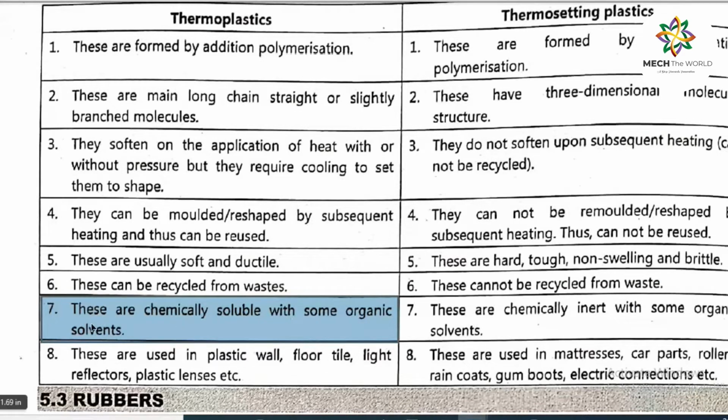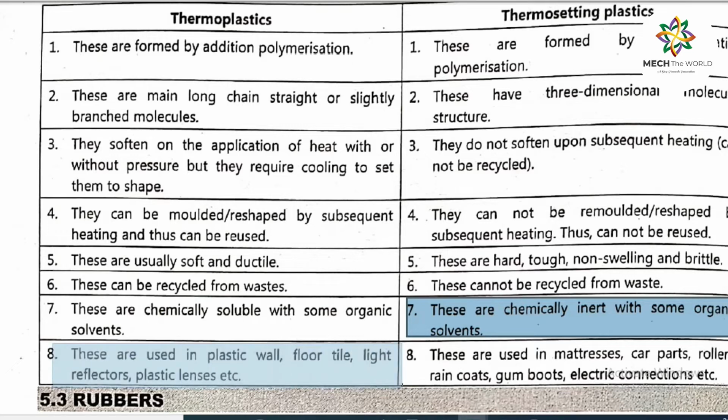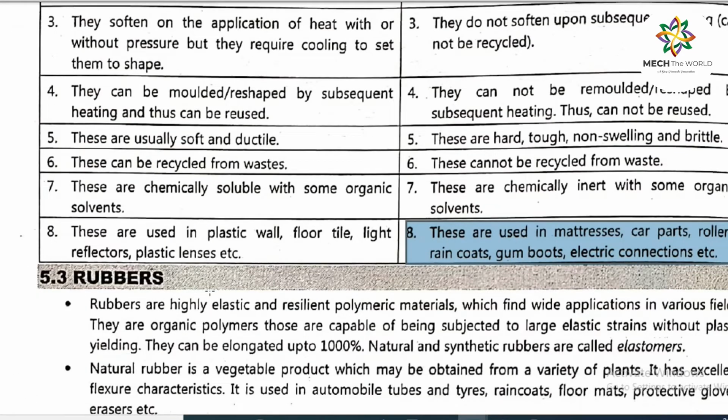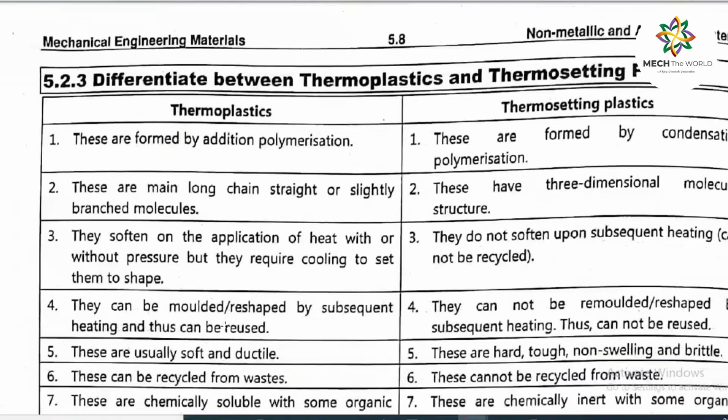Then come back to thermoplastics again. Thermoplastics are chemically soluble in some organic solvents, whereas thermosetting plastics are inert to some organic solvents. Then thermoplastics are used in plastic walls, floor tiles, light reflectors, plastic lenses, etc. Whereas thermosetting plastics can be used in mattresses, car parts, rollers, raincoats, gumboots, electric connections, etc. So this is all about thermoplastics and thermosetting plastics.